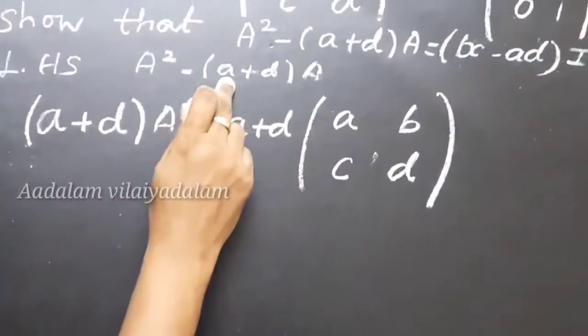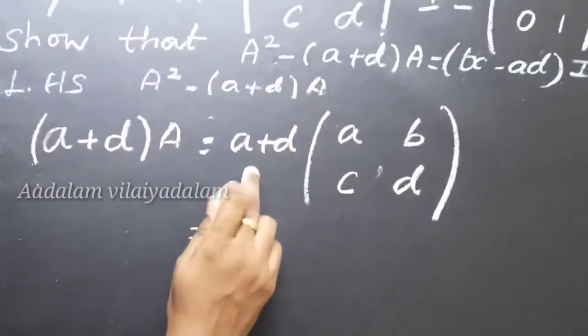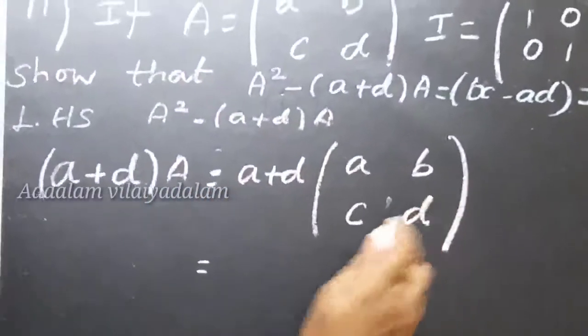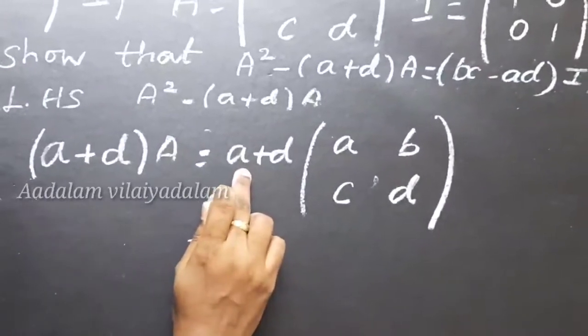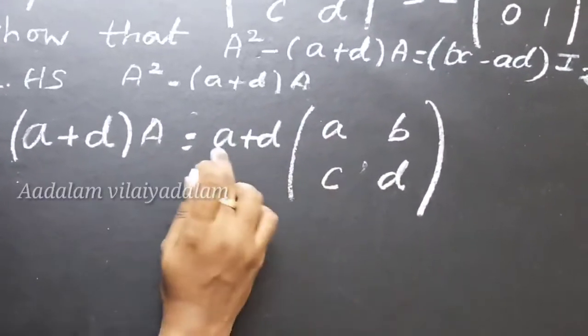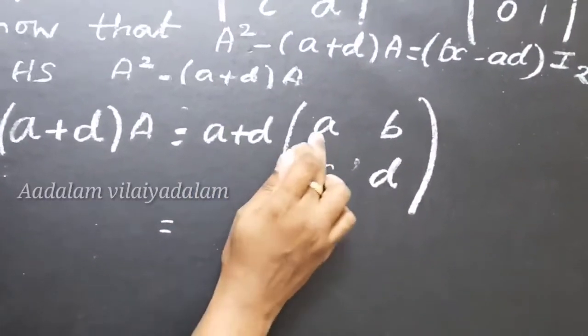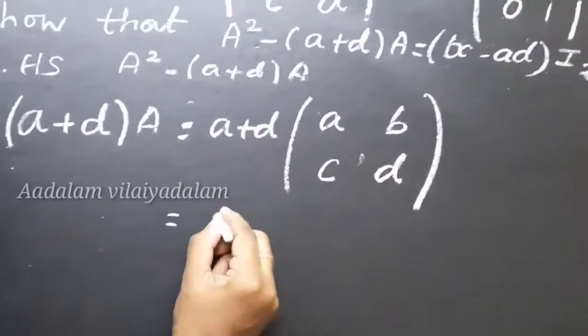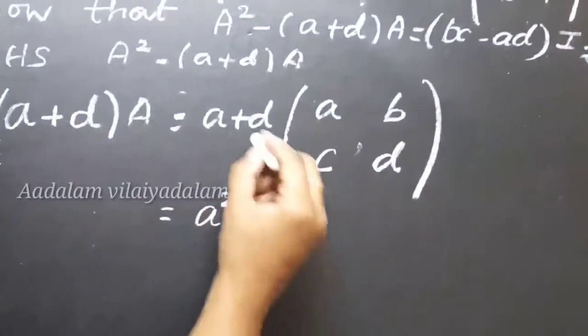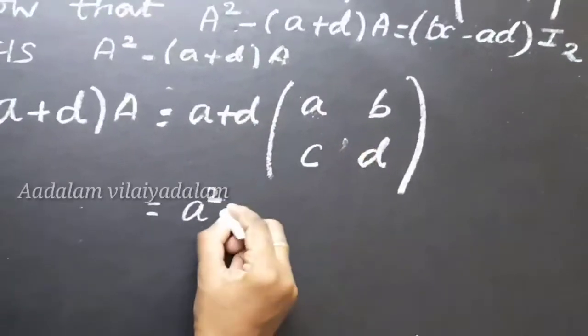Second one, (A plus D) into A. So (A plus D) into A matrix. We have to multiply (A plus D) in each column and row. So (A plus D) into A. A into A, the answer is A square. A into D, AD.